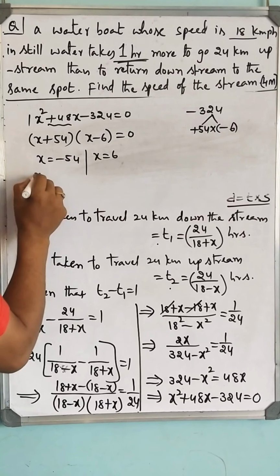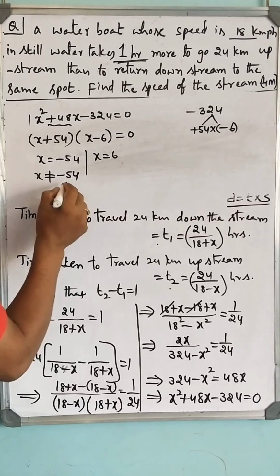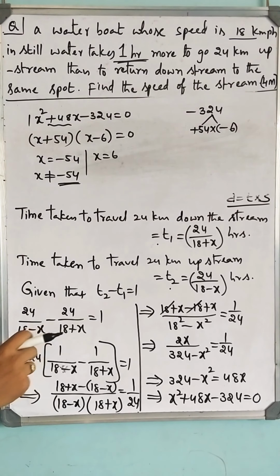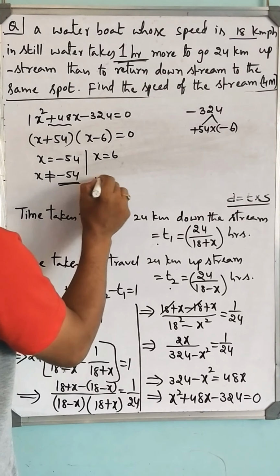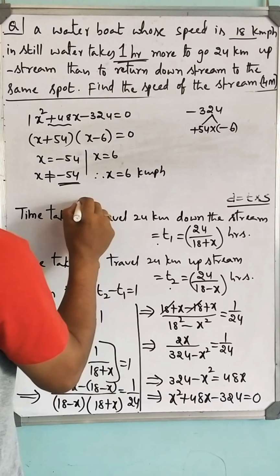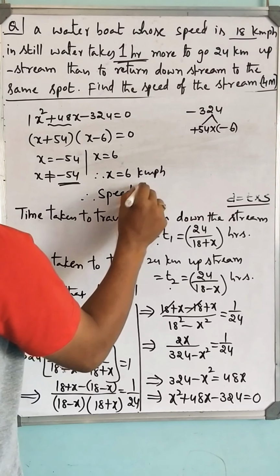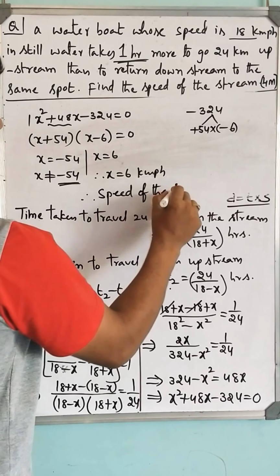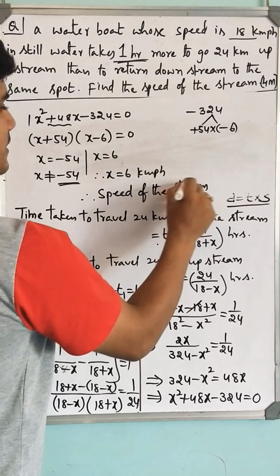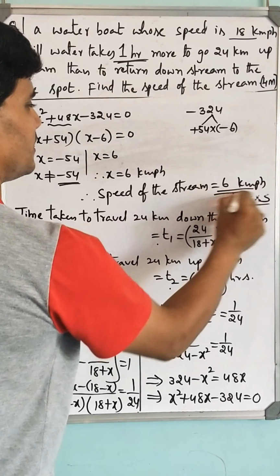Here x cannot be equal to minus 54 because the speed of the stream cannot be negative. So we will consider this value, x is equal to 6 kmph. Therefore, the speed of the stream is 6 kilometers per hour.